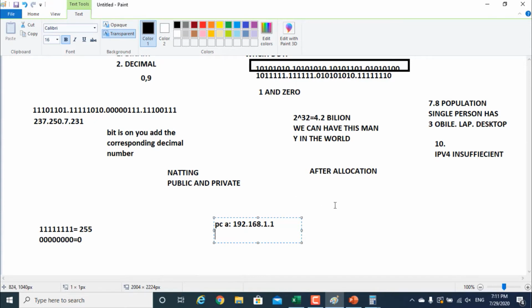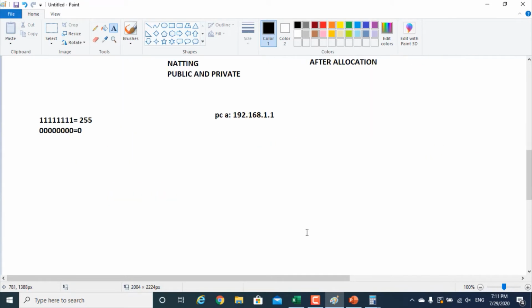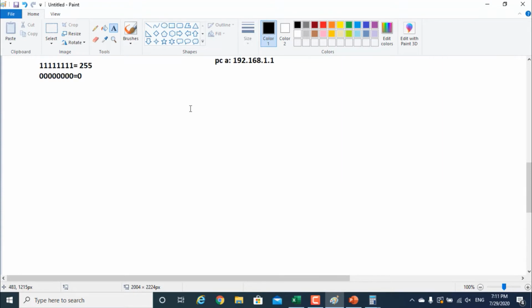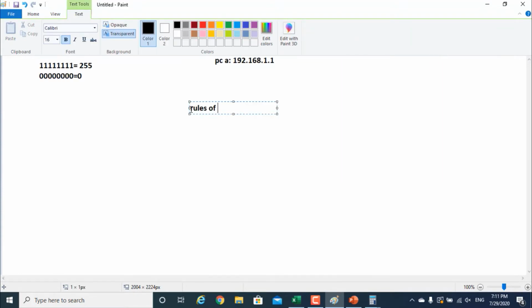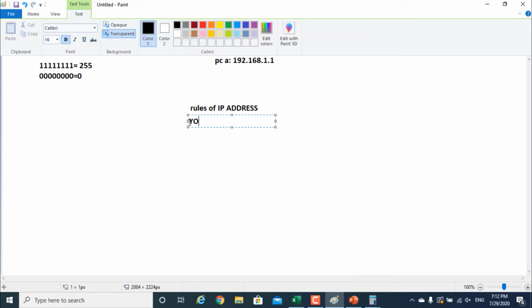So now, guys, it doesn't mean that for every node or every PC you can add any type of IP address. There are some rules of IP address. You cannot assign any type of IP address. So it says that you should use from 5 classes of IP address.